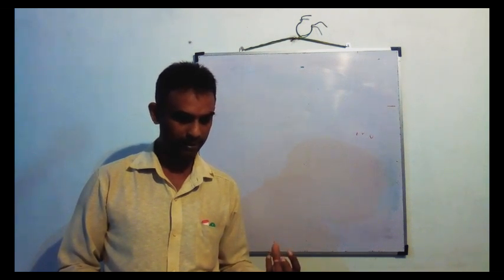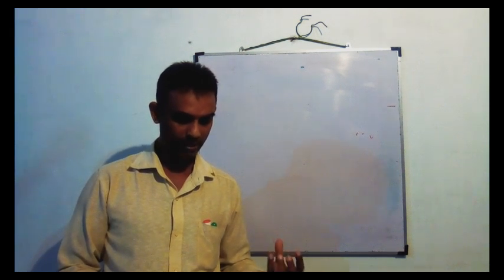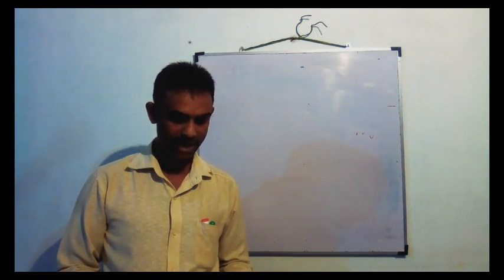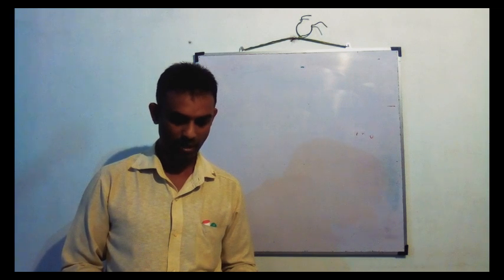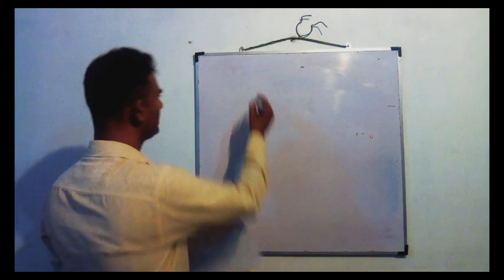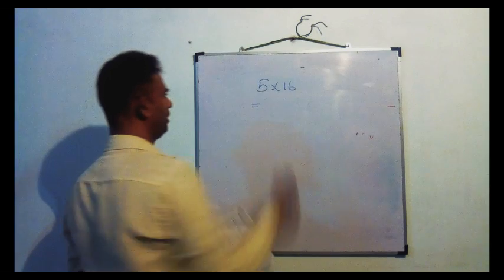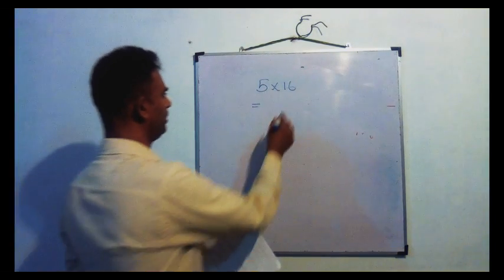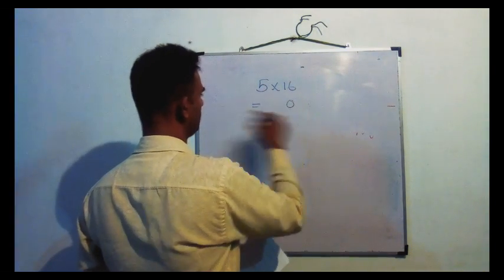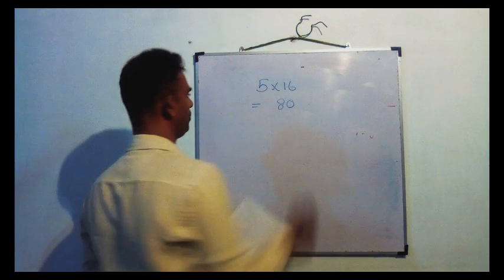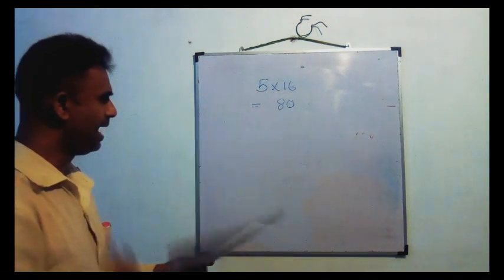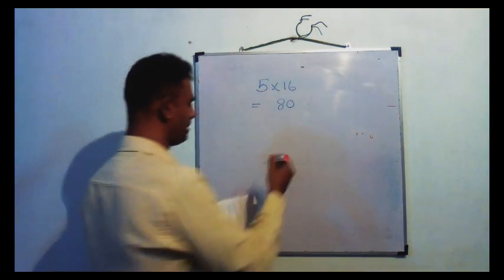If there are 16 plantains in a comb, estimate the number, 5 multiplied by 16. 5 into 6, 30. 5 into 1, 5 and 3, 8. Answer is 80. Answer is 80.